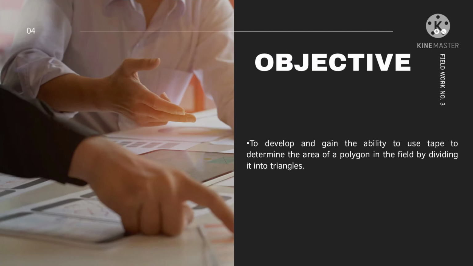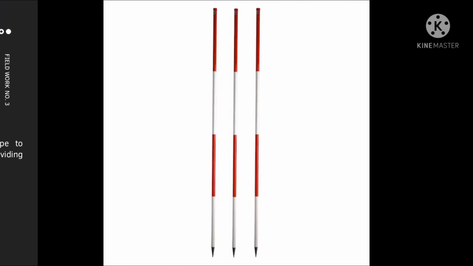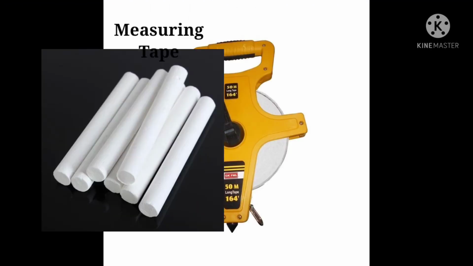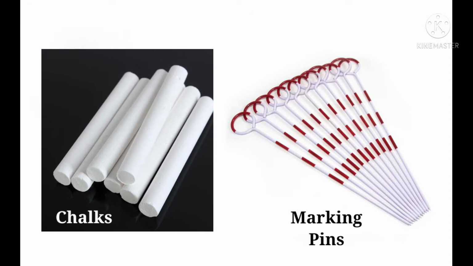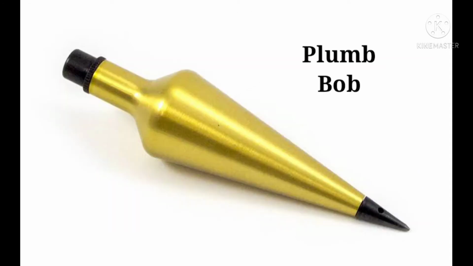The only objective in doing this fieldwork exercise is to develop and acquire skills of determining the area of a polygon in the field using tape by dividing the area into triangles. The instruments and accessories to use are range poles, measuring tape, markers, either chalk or marking pins, and plumb bobs.